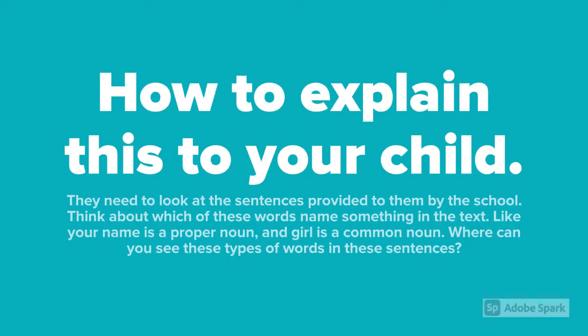In order to explain this to your child, they need to look at the sentence that the school has provided to them. Think about which of these words name something in the text, like your name is a proper noun and girl is a common noun. So where can they see these types of words in the sentence and then enable them to find the words themselves?